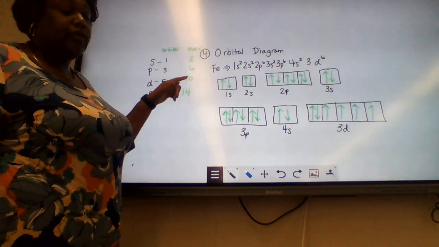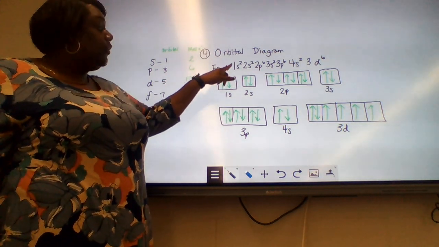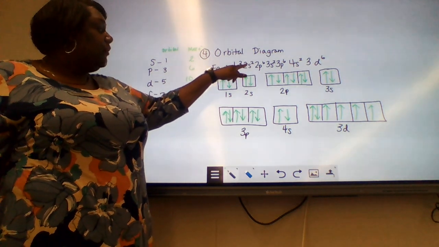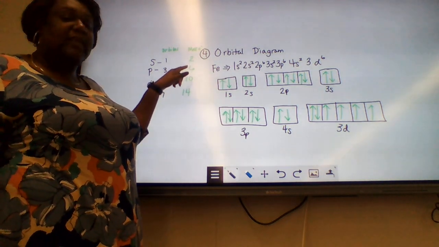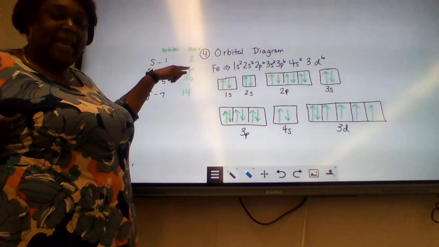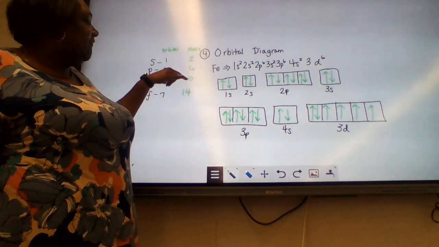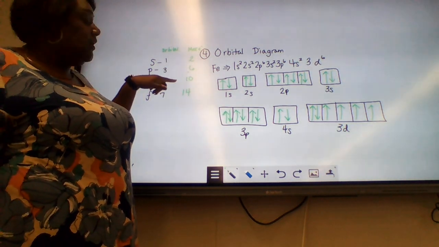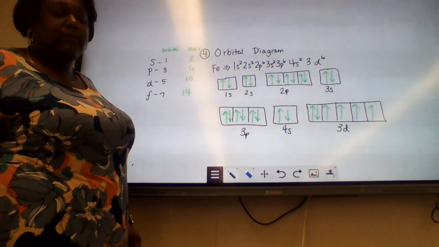So when you write your configurations as you're going through, make sure you check these numbers over your letters. Those exponents, if it's an S, you can't have any more than 2. You can't have any more than 6 on a P, 10 on a D, or 14 on an F.